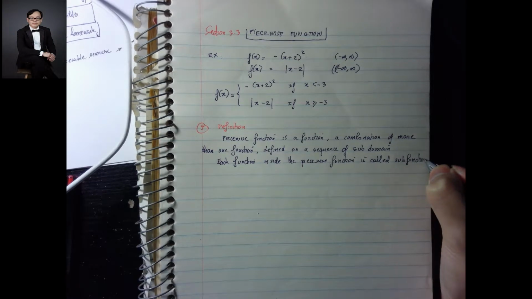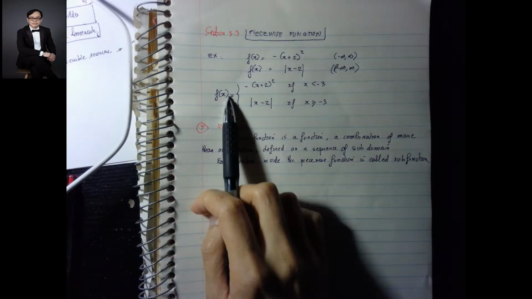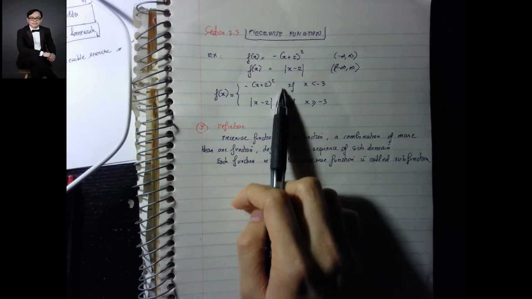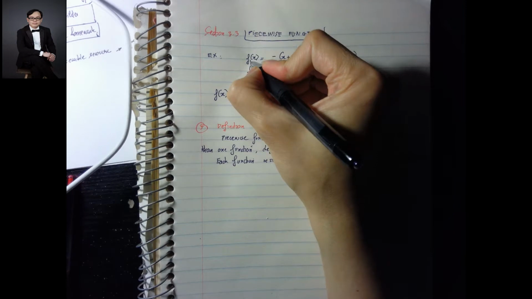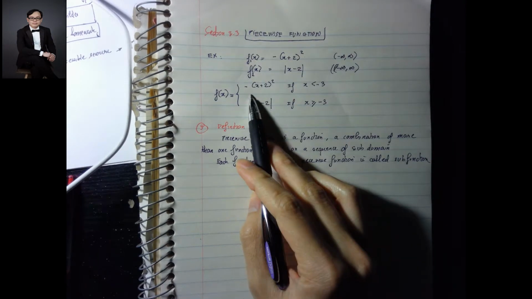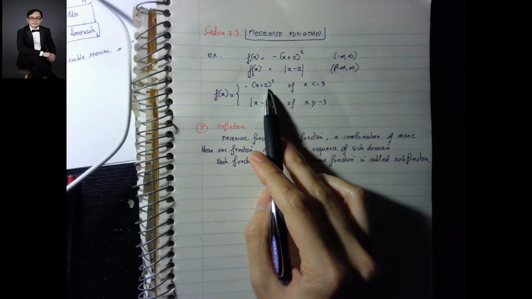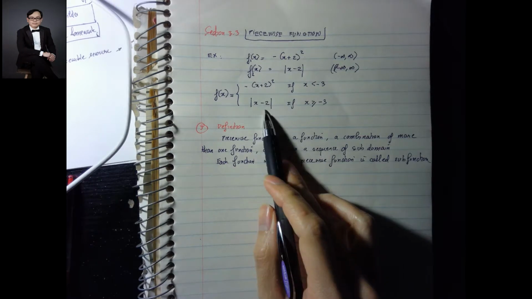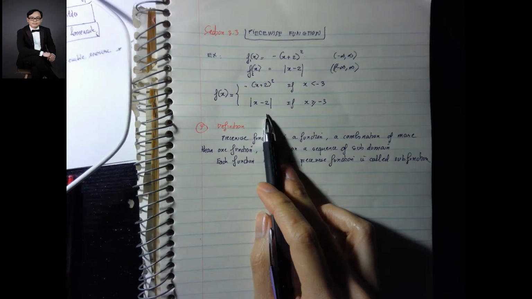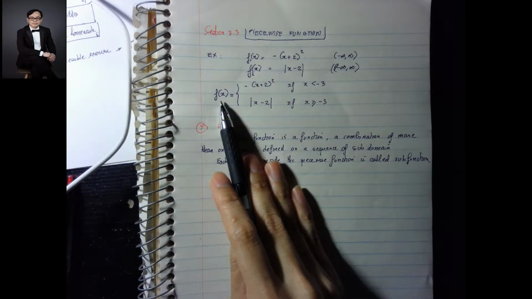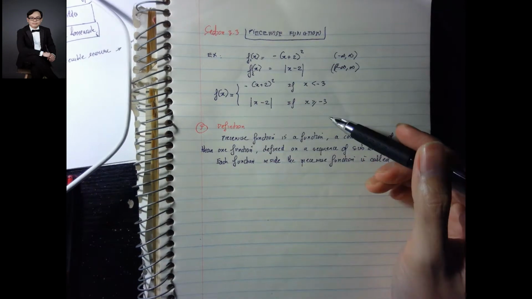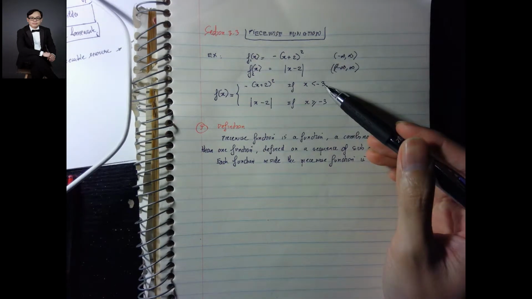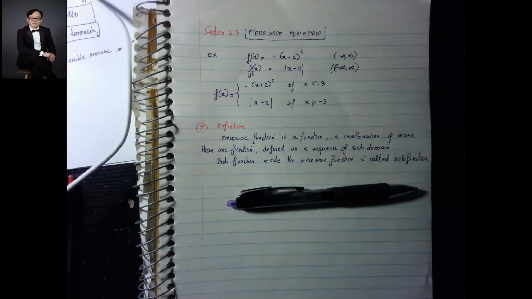In this case, f(x) is a piecewise function. The functions, let me call them f1 and f2: f1(x), f sub 1 of x, equal to negative (x plus 2) squared, is called a subfunction. We have a subfunction here and we also have another subfunction here. The domain of the piecewise function is the intersection of the subdomains of the subfunctions.